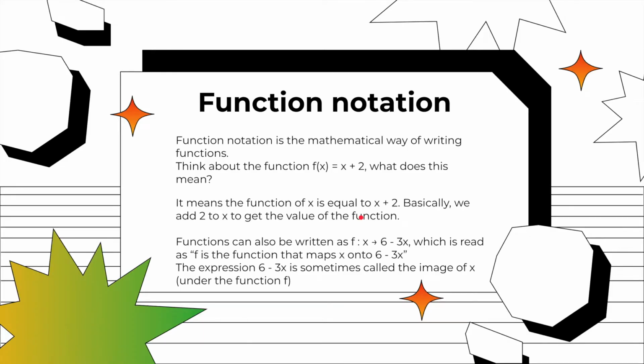Function notation. Function notation is the mathematical way of writing functions. Think about the function f(x) equals x plus 2. What does this mean? It means that the function of x is equal to x plus 2. Basically, we add 2 to the x to get the value of the function. Functions can also be written as f colon x maps to 6 minus 3x, which is read as f is the function that maps x onto 6 minus 3x. The expression 6 minus 3x is sometimes also called the image of x under the function f.